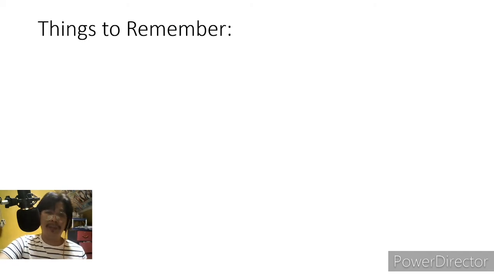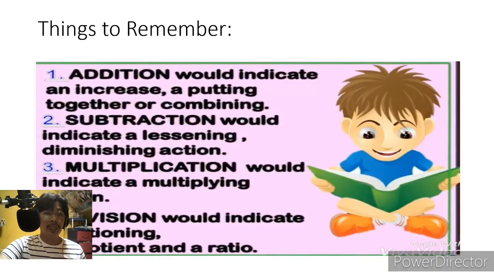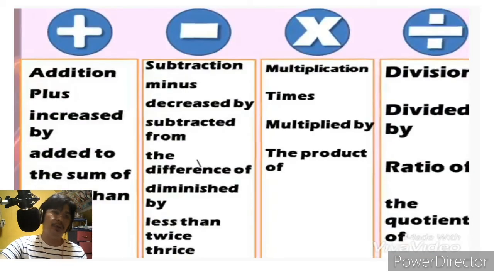Here are things to remember in order to translate a verbal phrase into a mathematical expression. The word addition will indicate an increase and putting together or combining. Subtraction will indicate a lessening or diminishing action. Multiplication will indicate a multiplying action. Division will indicate partitioning, a quotient, and a ratio. Try to observe this.